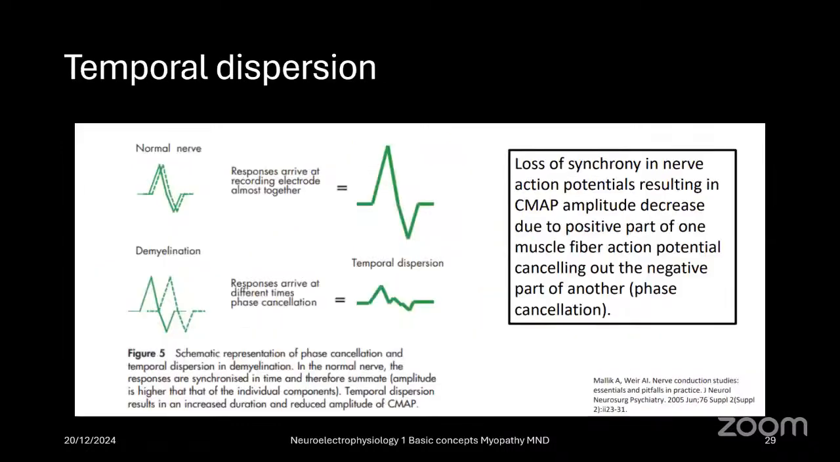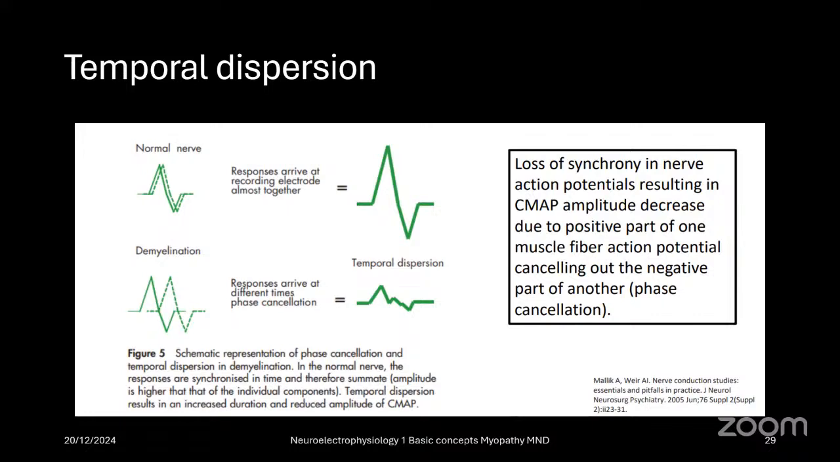So normal nerve responses arrive at the recording electrode almost together. So there is no dispersion. Whereas whenever there is a demyelination, what happens? The responses arrive at different times, causing a phase cancellation. That phase cancellation will give rise to temporal dispersion.